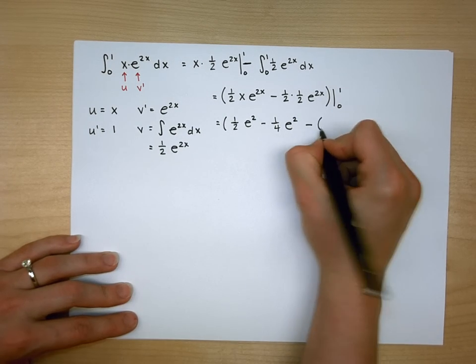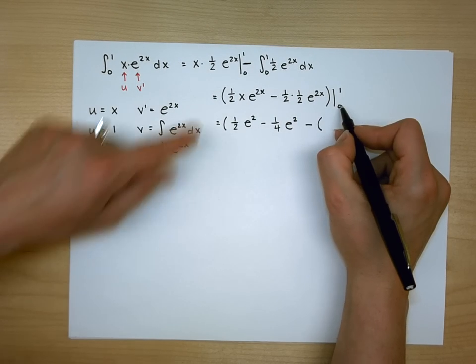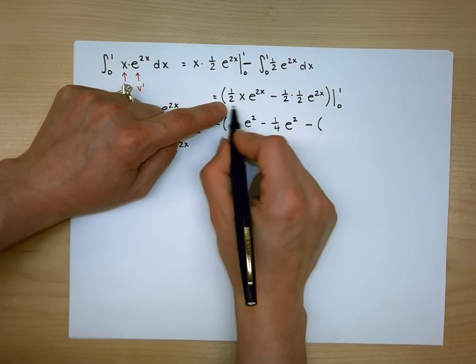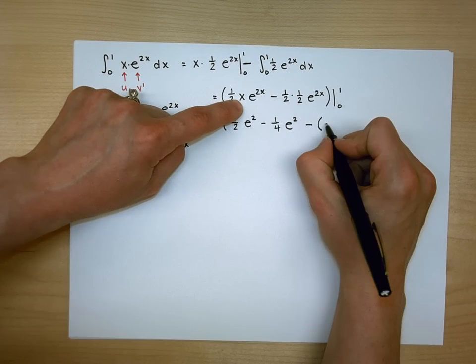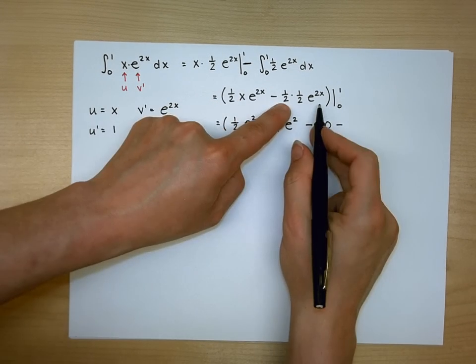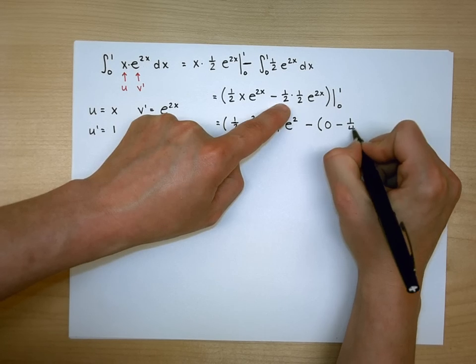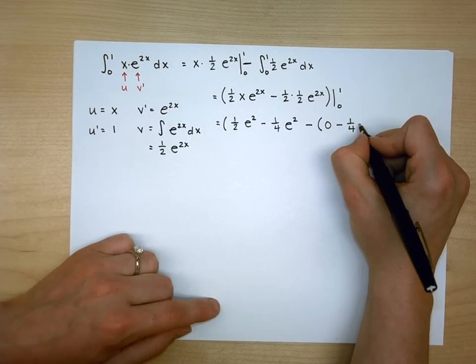minus, this is the FTC1. Now we're going to plug in 0. Now notice this first part is going to be 0 because I have this x here. But the second part is not going to be 0. I'll have 1/4 e to the 0, and e to the 0 is 1.